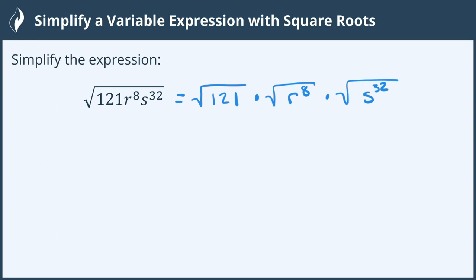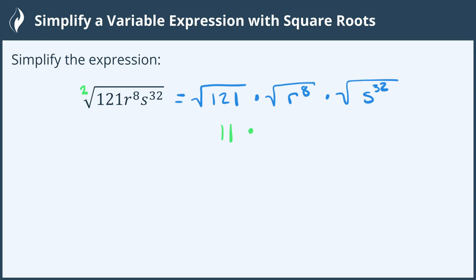Square root means that there is a 2 out here and that I'm looking for a number that is being multiplied to itself to get the answer inside. The square root of 121 is a perfect square, so this is 11.